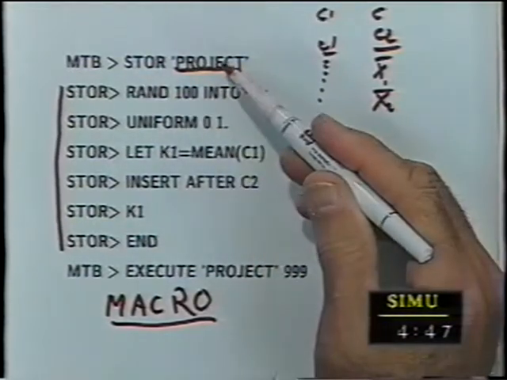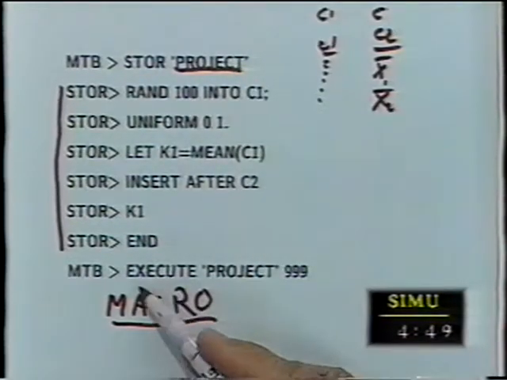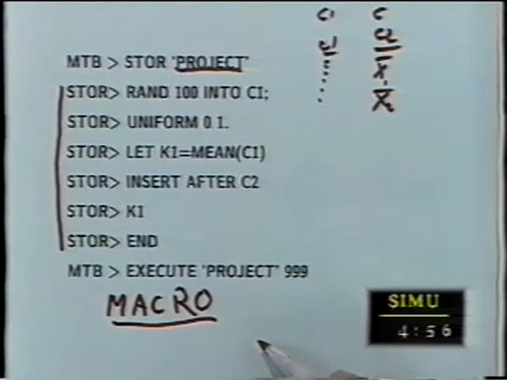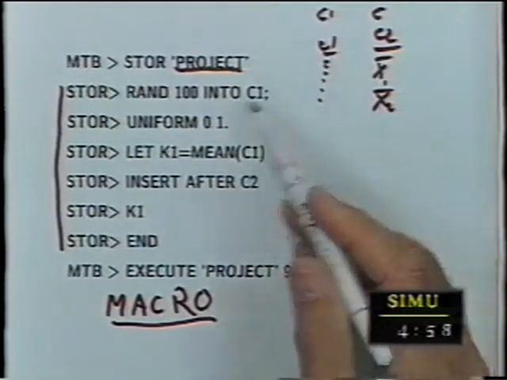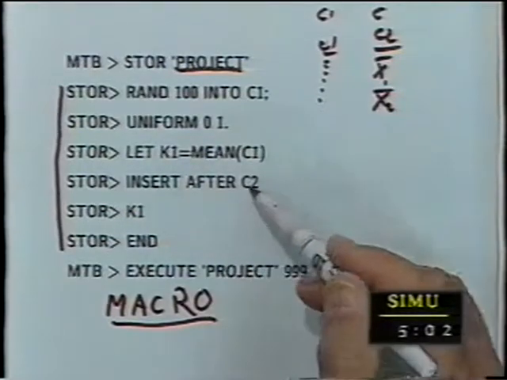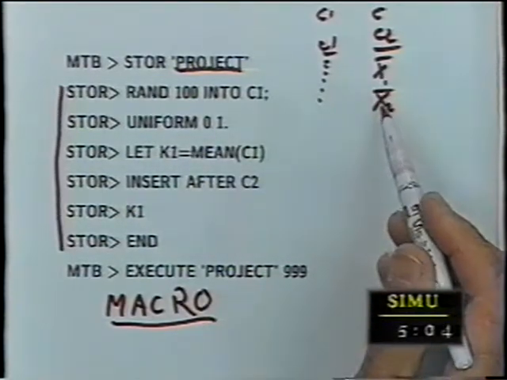And I've stored it in a thing called project. And now I say execute project 999 times. So what does it do? It generates 100 random numbers, finds the distribution, finds the mean of them, and inserts the mean after where it was before. That puts x2 in there.